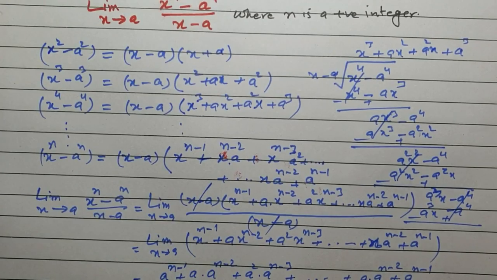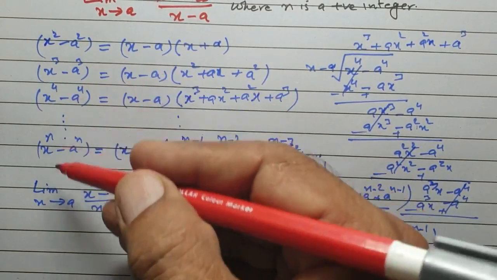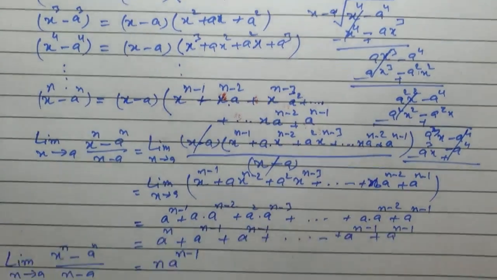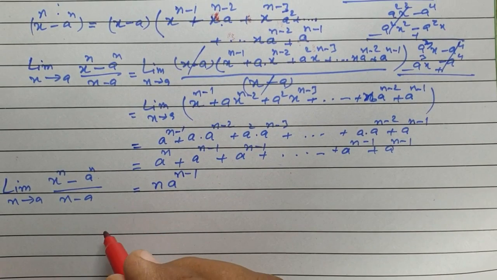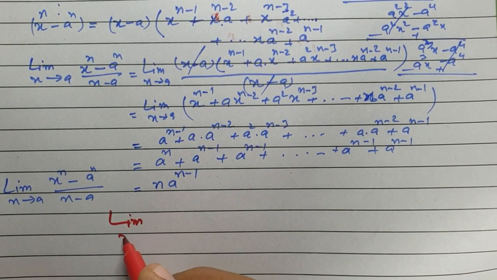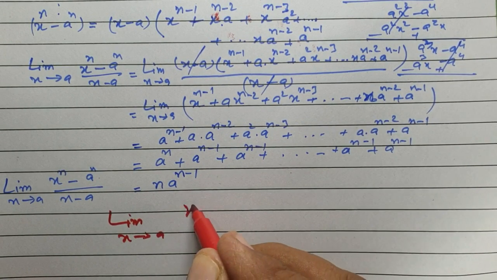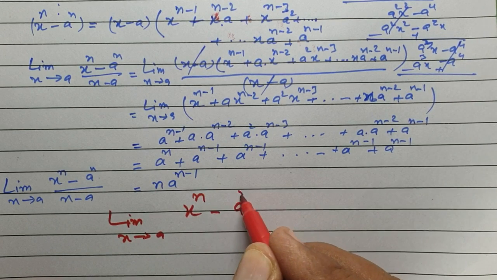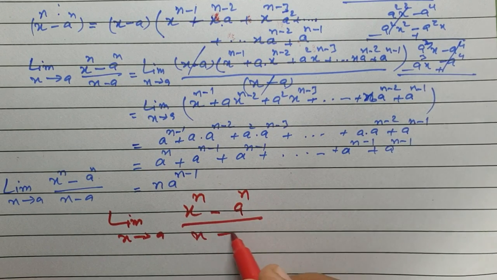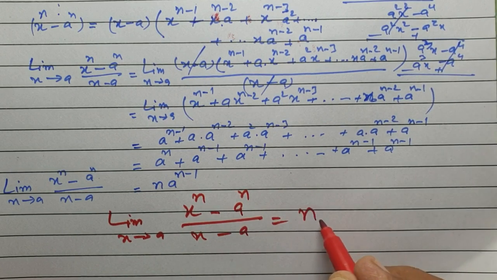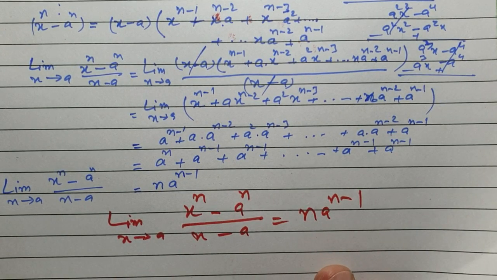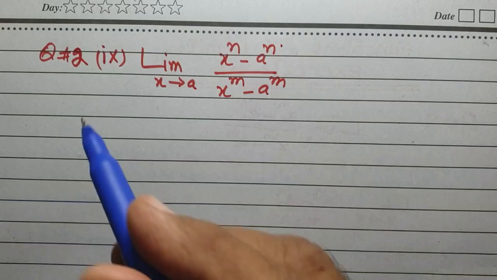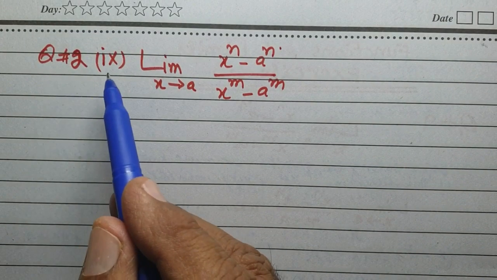I hope you will be happy with this procedure because you will never find this procedure in any book, and hence we write the result here. Limit x tends to a, x raised to power n minus a raised to power n divided by x minus a equal to n a raised to power n minus 1. We shall use this result in question number 9. This is question number 2, part 9.